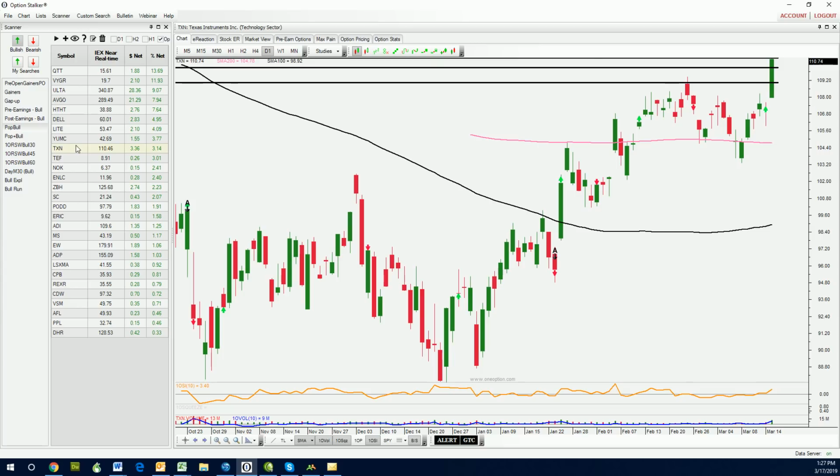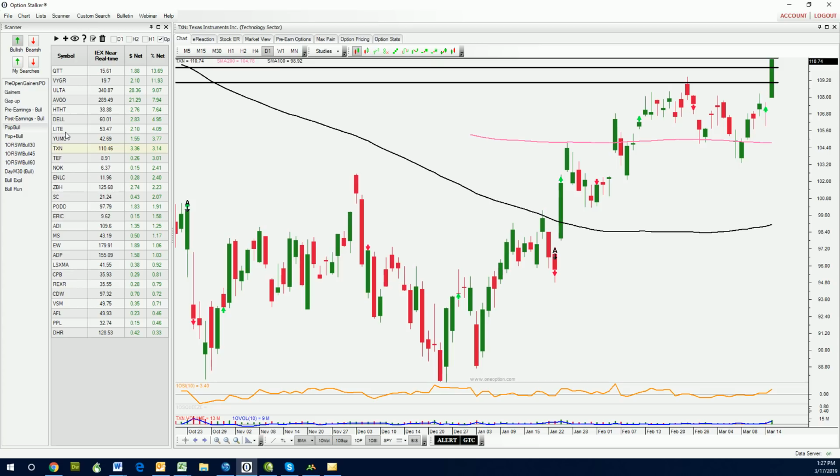You've got Texas Instruments, you've got Dell, you've got CDW, all in the computer space. So this is a very hot area right now. It's performing well relative to the market, so this is where we want to be.